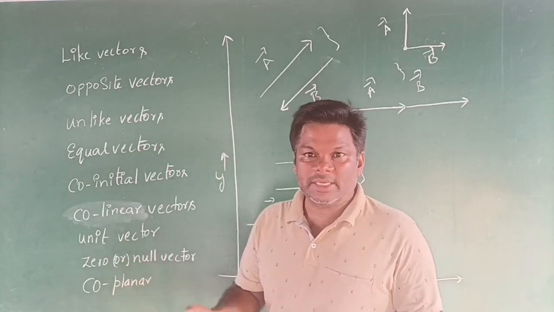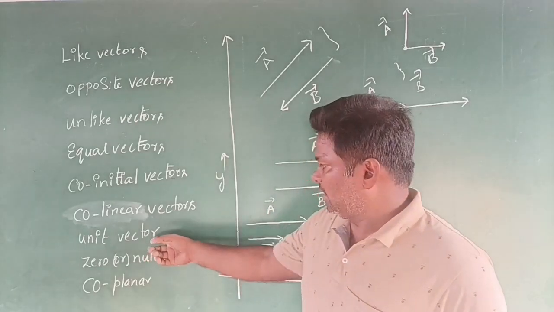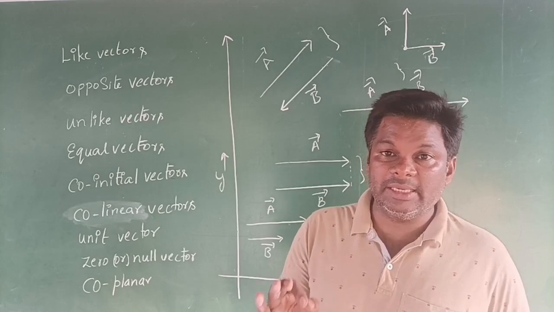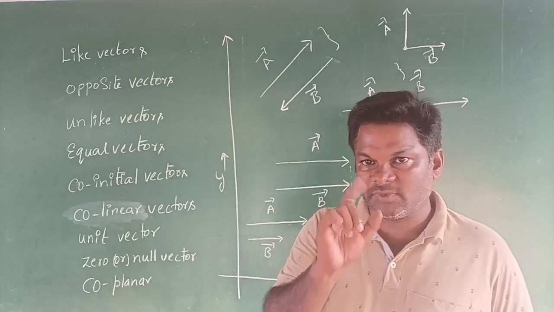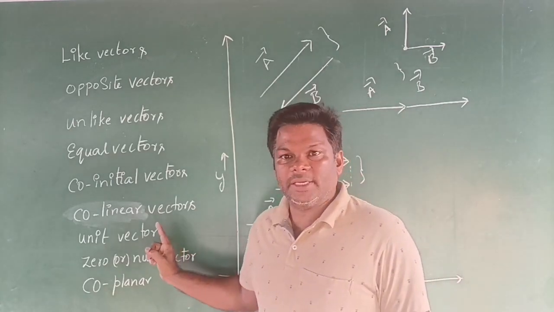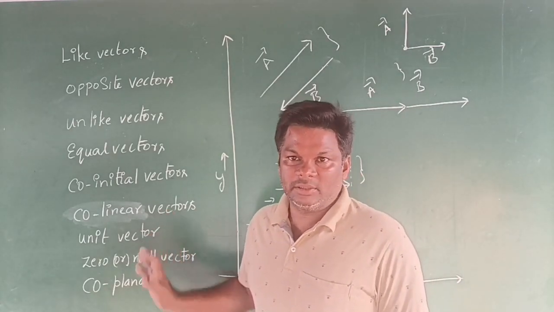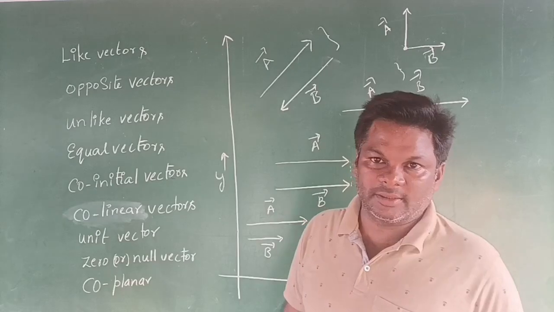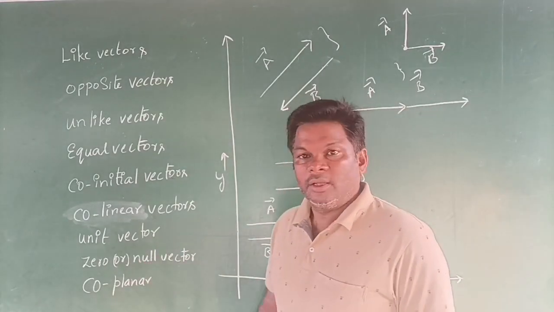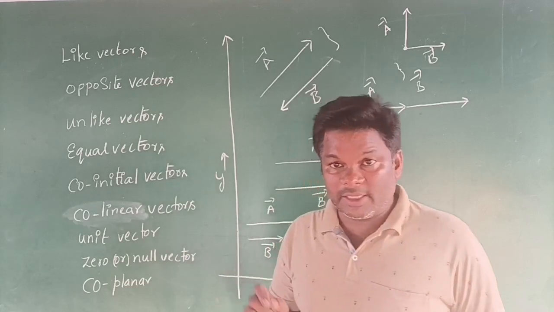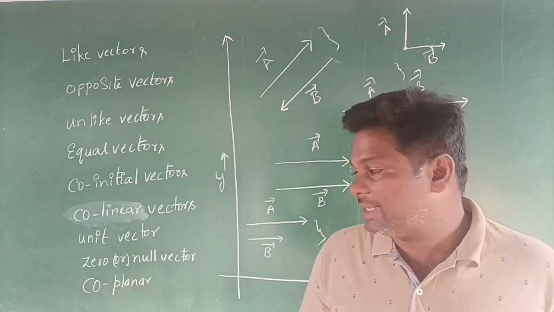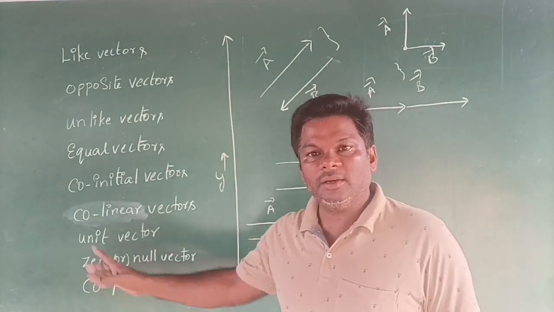Look, unit vector. We already know this, in our previous classes we studied it. Unit vector: the vector whose magnitude is equal to one. Unit means once, only one. The vector whose magnitude is equal to 1 is called a unit vector. And coming to the zero or null vector: the vector whose magnitude is equal to 0, we call that vector a null vector or zero vector.